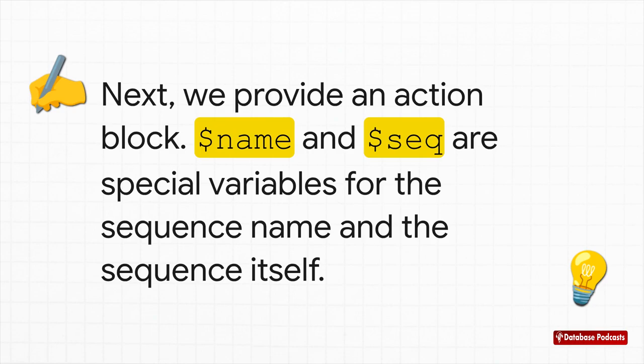All right, now for the action. This part in the curly braces is where we tell Bioawk what we want it to do for every single record it finds. Here, we're using two special variables that Bioawk creates for us, $name for the sequence identifier and $seq for the actual sequence. We just say print the name and then print the length of the sequence. It's just like selecting columns from a database table.